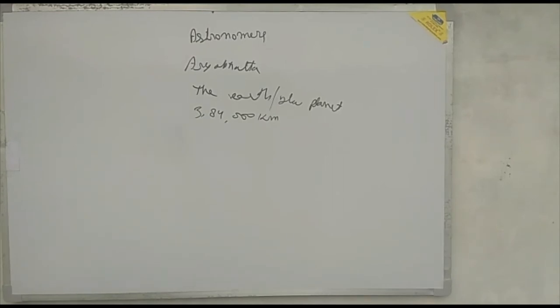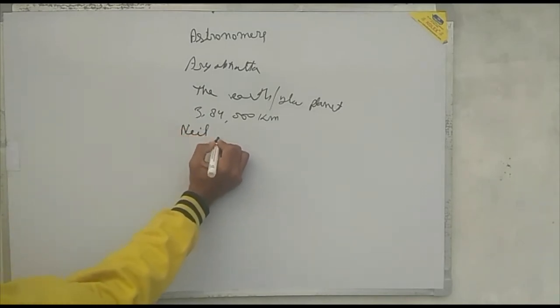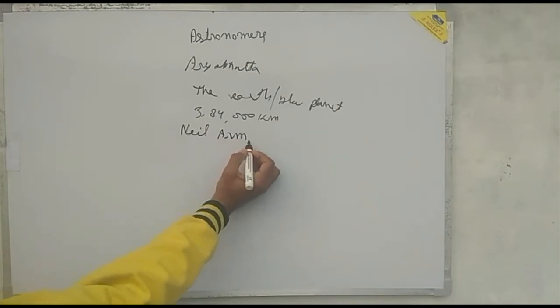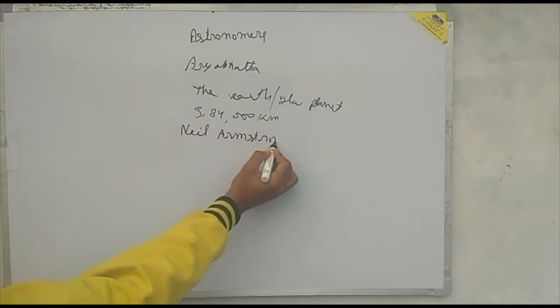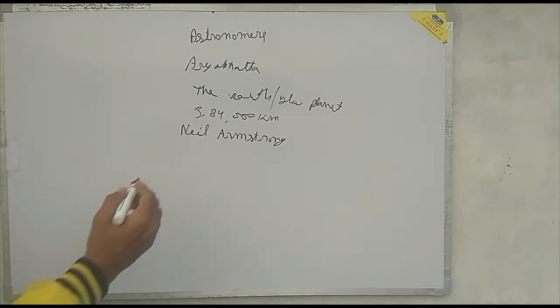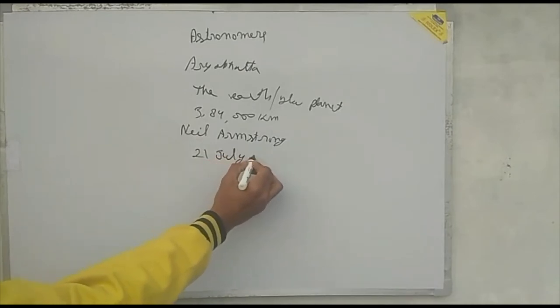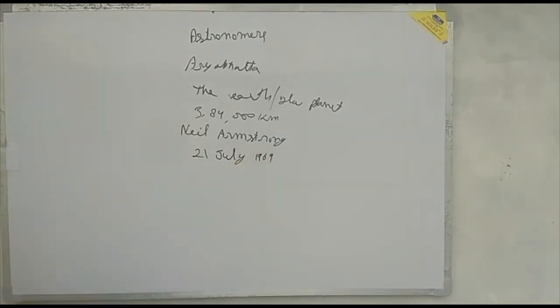And you know that Neil Armstrong was the first man to step on the surface of the moon on 21st July 1969. On 21st July 1969, Neil Armstrong reached the moon.